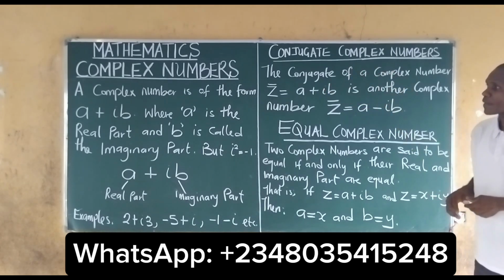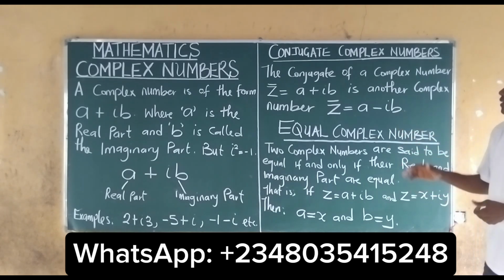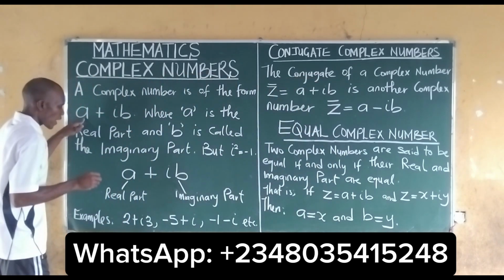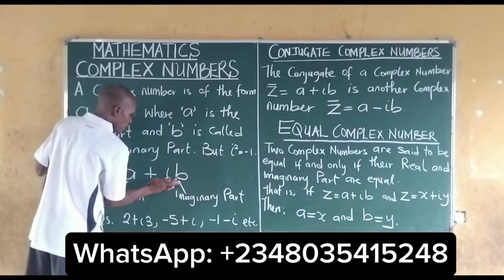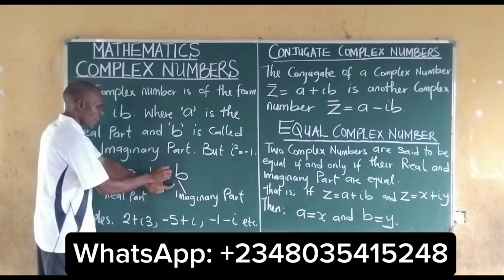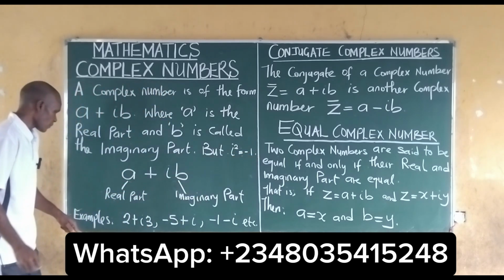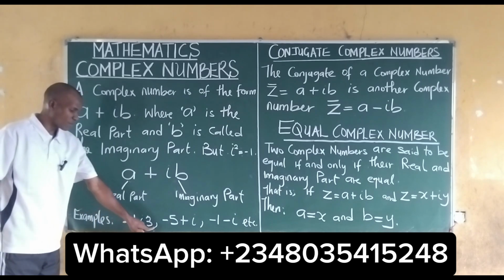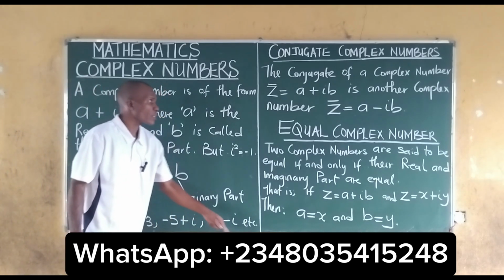First, we talked about complex numbers by way of summary. We said a complex number is of the form a plus ib, where a is the real part and b is the imaginary part. And we also defined what this i stands for: i squared is equal to negative 1. So we have it like this. And we said complex numbers can be written in this form. We have this, and we have another one here.